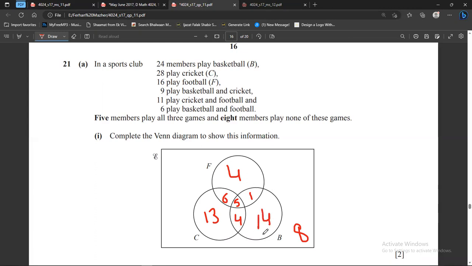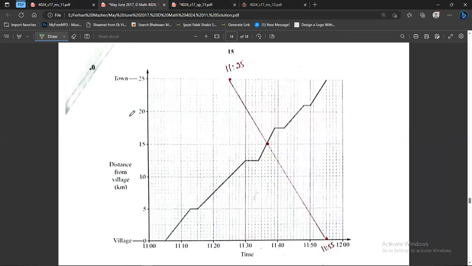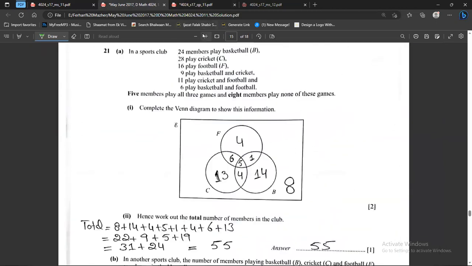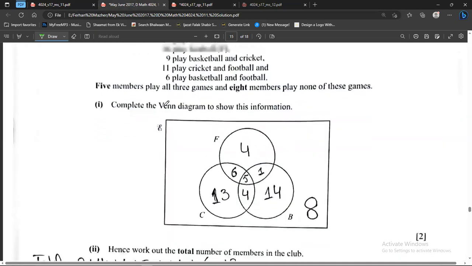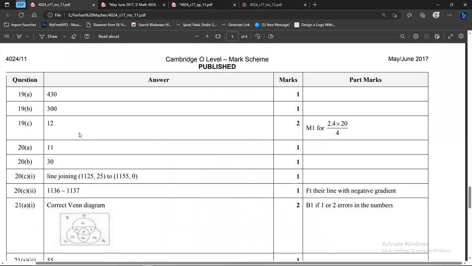Now in this circle, we have 24. So complete the Venn diagram. So this is how you will complete this Venn diagram. We will always start from the portion where all of them overlap. We always start from the center, okay? So this is our answer.